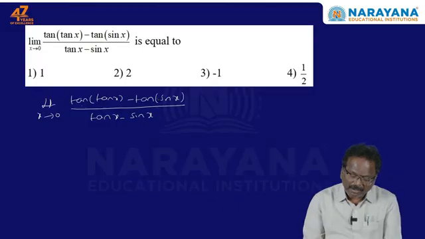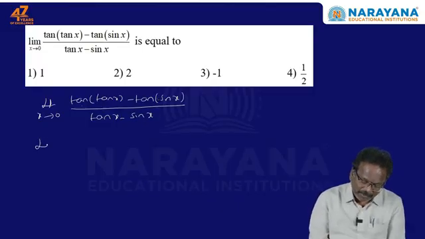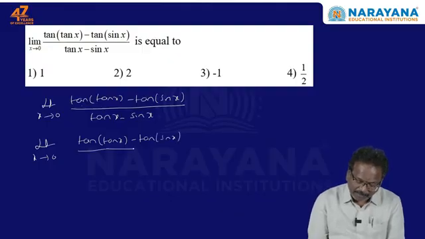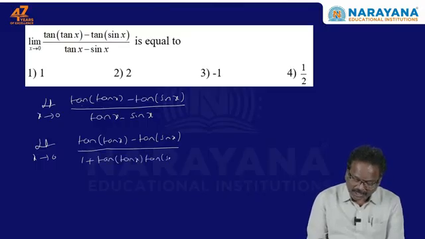To write this under the tan of A minus B formula, you multiply and divide by 1 plus tan of tan x into tan of sin x.